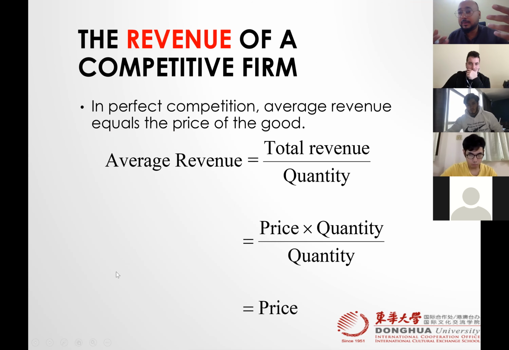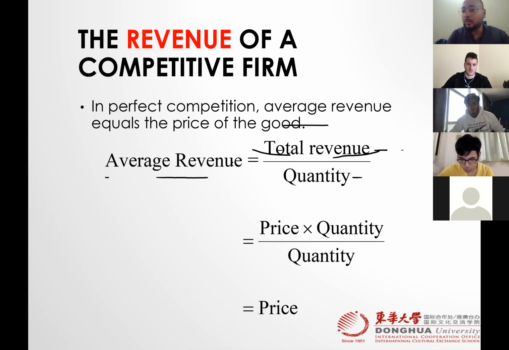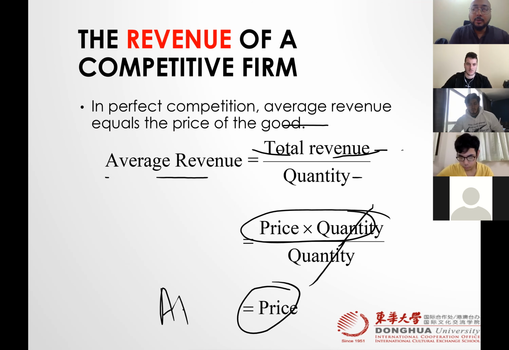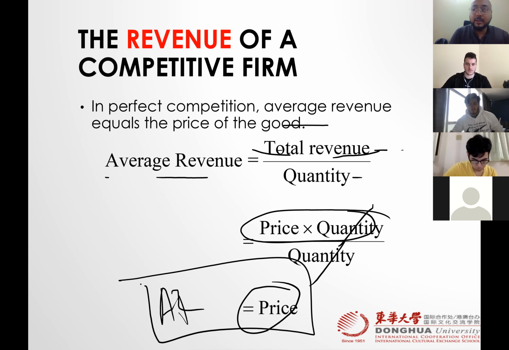How? Because this is a formula, not just in perfect competition, but in every type of market: oligopoly, monopoly, monopolistic competition. Because this is a mathematical proof. We know that average revenue is equal to total revenue divided by quantity. If we break down total revenue, it is price into quantity. Quantity cancels, price remains. So this is a fundamental mathematical property, that average revenue is equal to price.